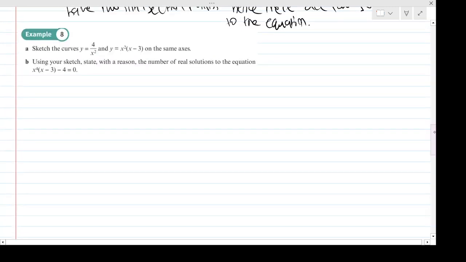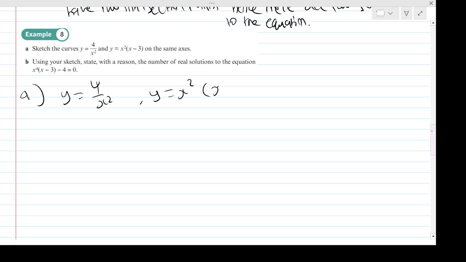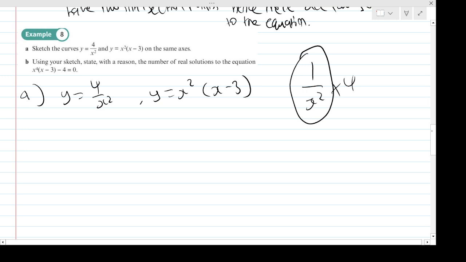There we are. So we have this example now. We are then asked to sketch the curve y equals 4 over x squared, and y equals x squared times (x minus 3). Again, firstly, this is a reciprocal one. Well, 4 lots of 1 over x squared. Well, that's just 1 over x squared pretty much times by 4. All we care about is the 1 over x squared. That's the main bit. Multiplying by something doesn't change the graph, right? Doesn't change it. So just consider 1 over x squared again, like we did with b over x.